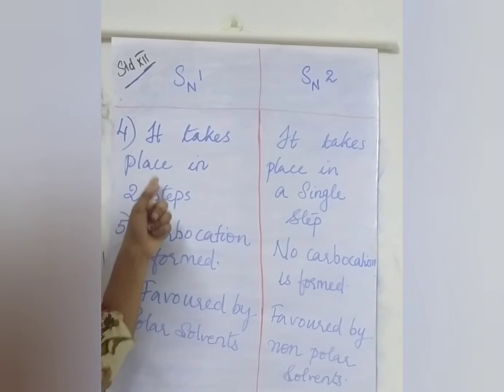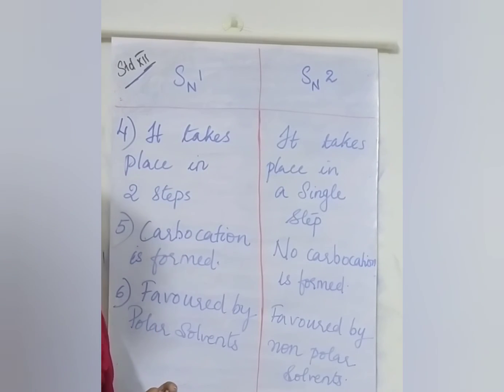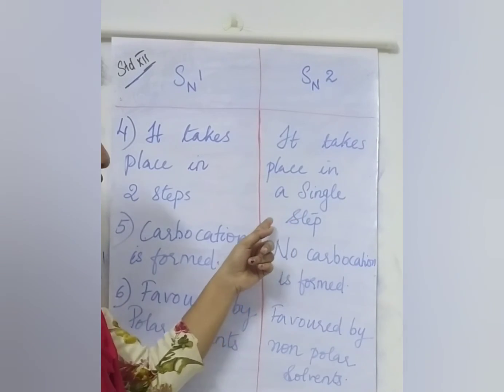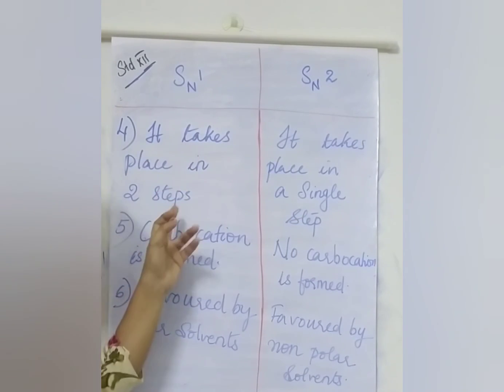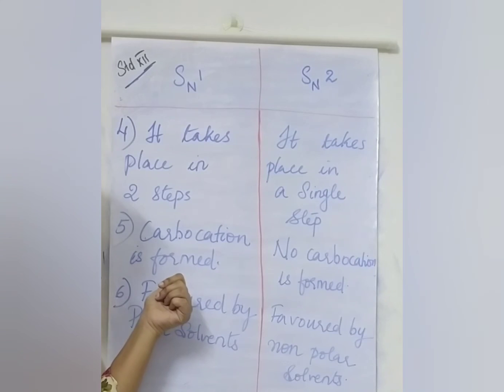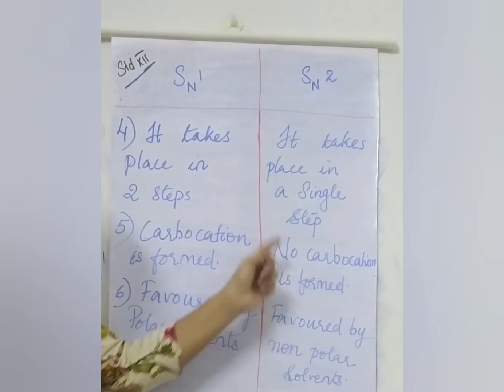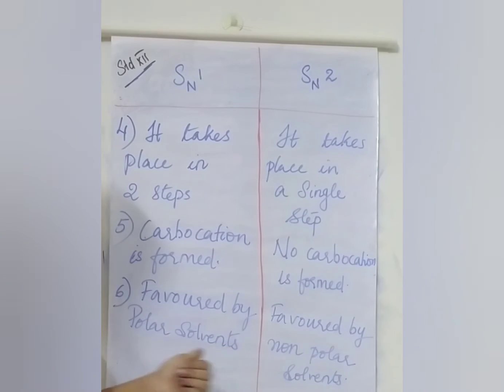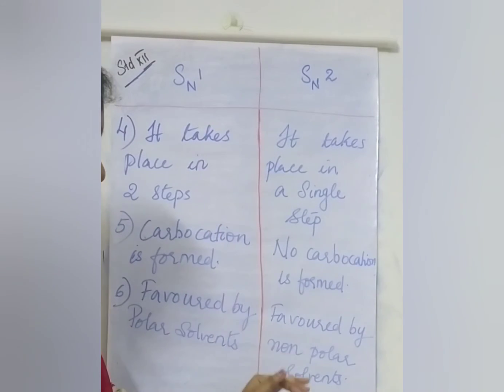The next difference is that SN1 reaction takes place in two steps, whereas SN2 takes place in a single step. While it takes place in two steps, a carbocation is formed in SN1, and in SN2 there is no carbocation formed. SN1 reaction is favored by polar solvents, and the SN2 mechanism is favored by non-polar solvents.